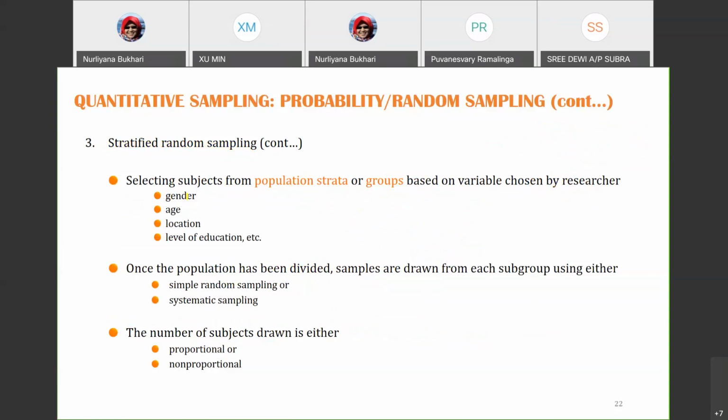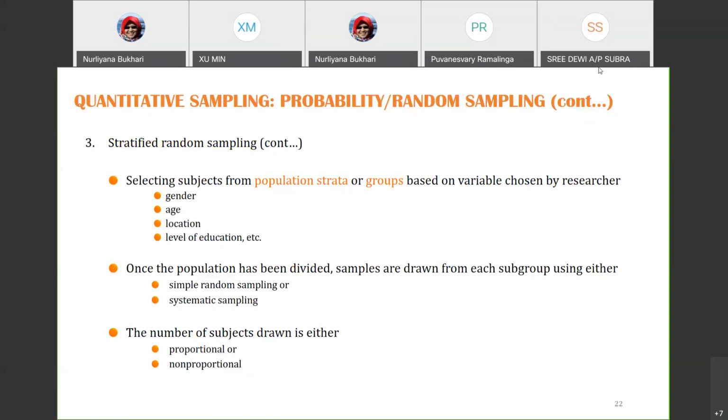This is how you decide whether it's gender, age, location, level of education. Maybe all Malays, all don't go to school, all don't have SPM, the ones that you sample, and you don't want that. You want to make it a variety, especially when you are dealing with customer service. So you want the sample to map the whole population.